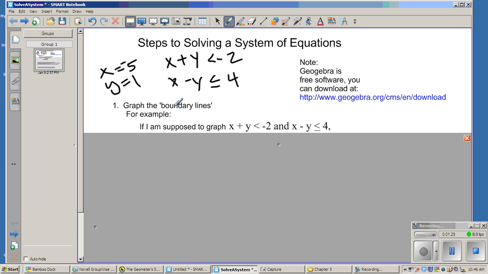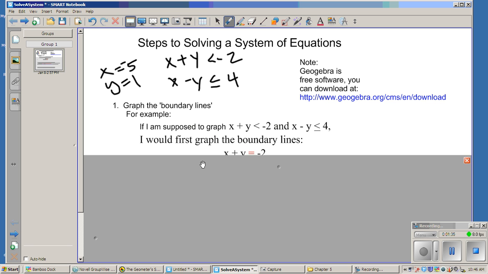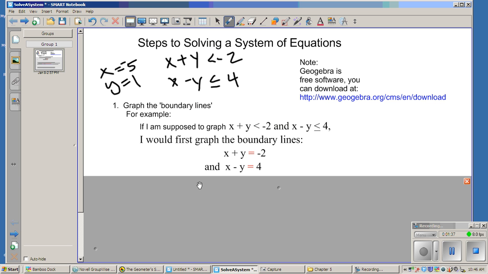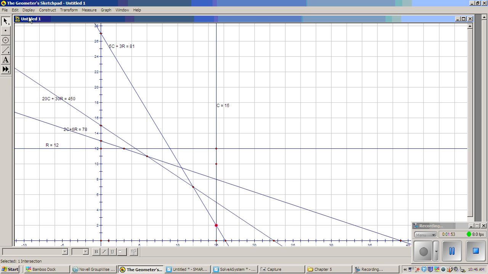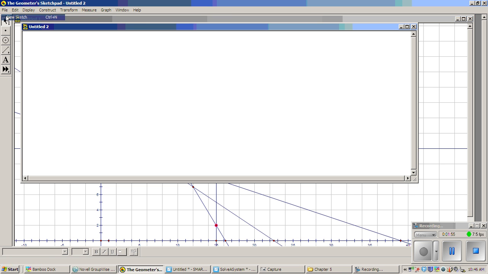To solve it, I would first graph the boundary lines. Now, the boundary lines, all that means is instead of looking at this as being a less than or a less than or equal to symbol, I'm going to pretend it's simply equal to. So I'm going to take out some graphing software to show you how I would graph those.